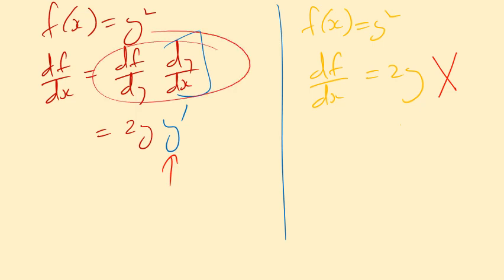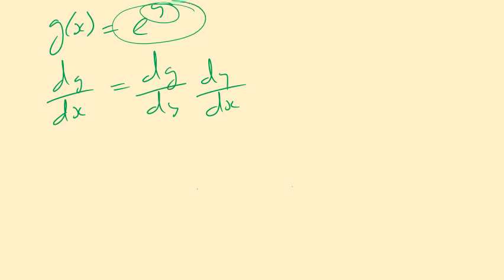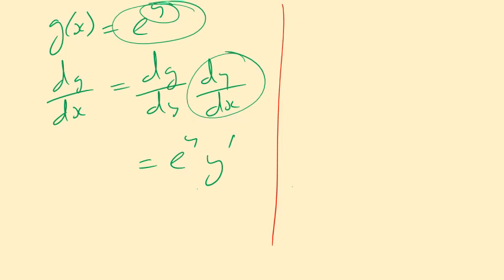Let's try something else. G of x is equal to e to the y. What is dg dx equal to? Just as before, it's not explicit. There's no x. I can't see the x explicitly. So if I can't see it, then it's going to be dg dy times dy dx. If I differentiate that with respect to y, that's e to the y. And as I said about the last one, dy dx is y prime. Okay, making sense now?